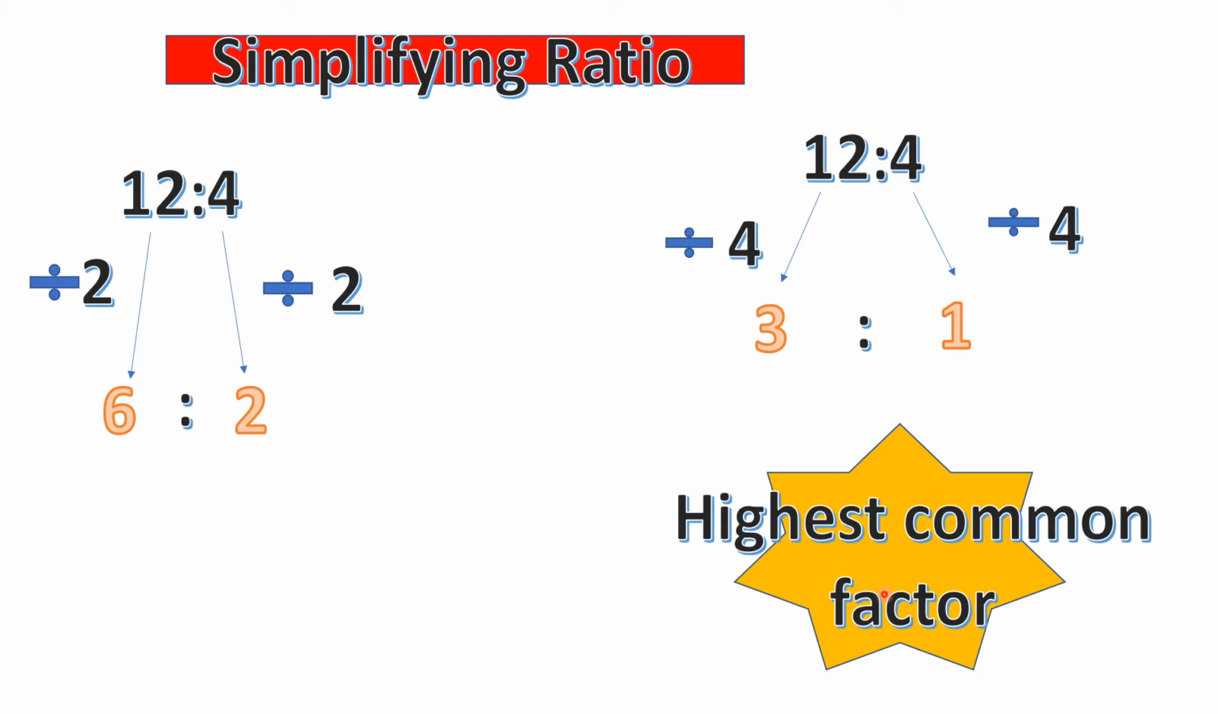Okay, so if you're not sure about the highest common factor, watch my video on the highest common factors to understand this better. So the largest number that you can divide 12 and 4 by is 4 itself. So 12 divided by 4 equals 3, and 4 divided by 4 equals 1. So the ratio 12 to 4 in its simplest form is not 6 to 2, it's actually 3 to 1. Okay, let's have a look at the next slide.